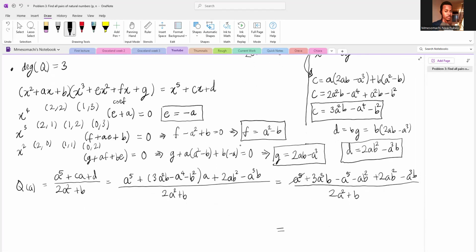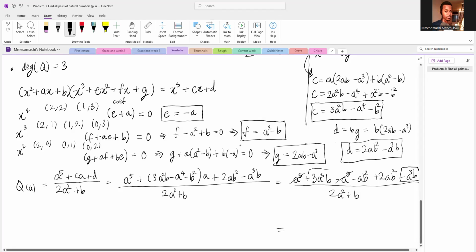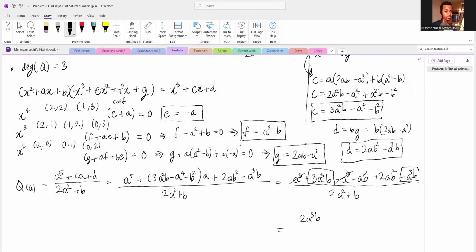So we have A to the power of 5 minus A to the power of 5. This goes out. Okay, so we have 3A cubed B minus A cubed B. So this gives us 2A cubed B. Then you have minus AB squared plus 2AB squared. That gives us plus AB squared. A lot of things canceled out, and that was nice.